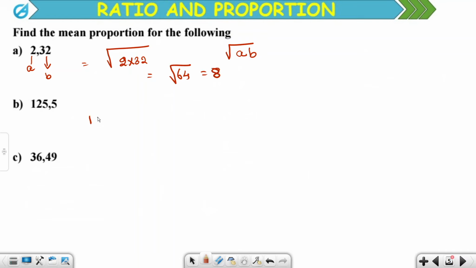The next thing, 125 into 5. You have to take the root. What is 125 into 5? 625. What is root of 625? Which is nothing but 25.